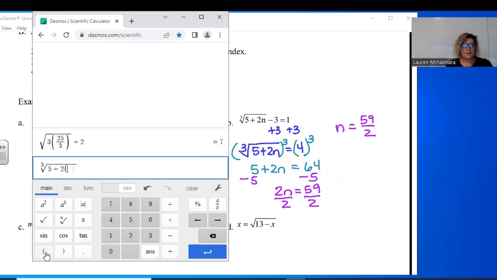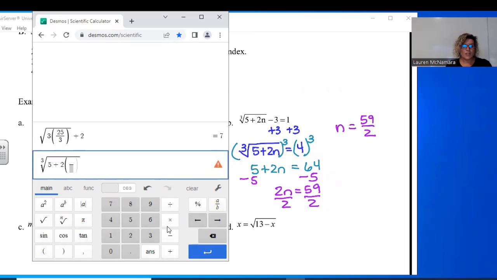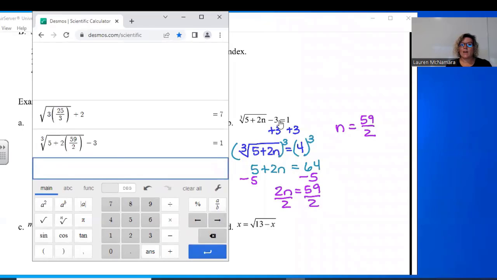I'm going to plug something in. And once again, it's a fraction, 59 divided by 2. Close that. And now I want to go outside my radical. So I'm going to hit that right arrow key again and then say minus 3. When I press enter, I get 1, and that's what my original equation says.